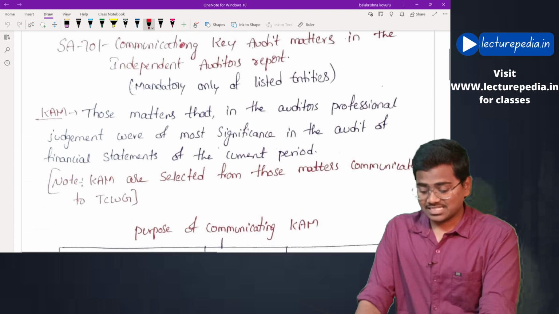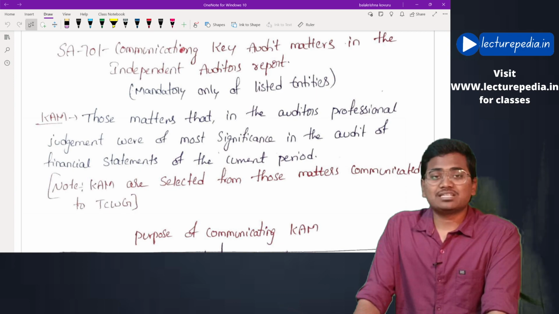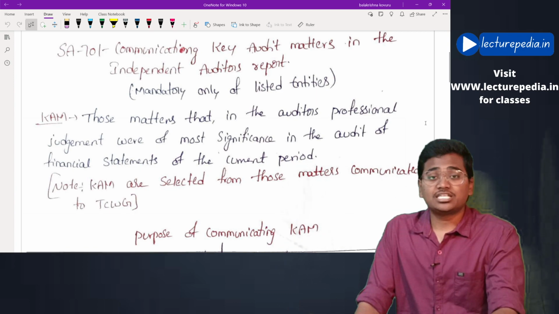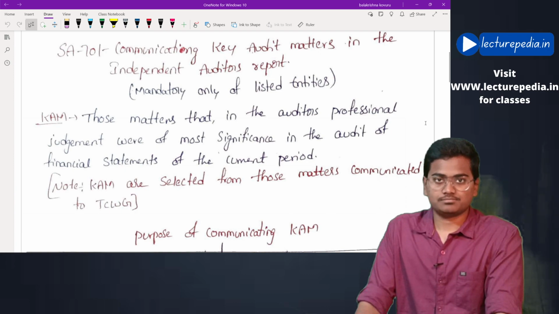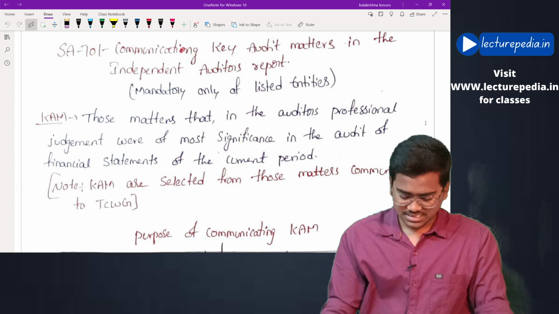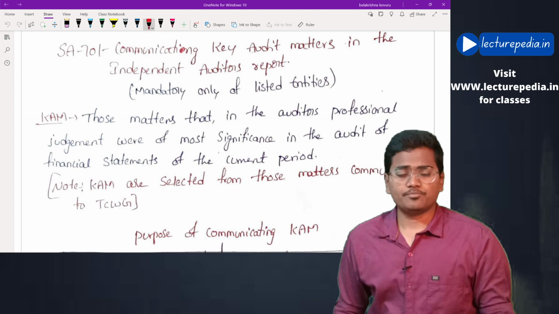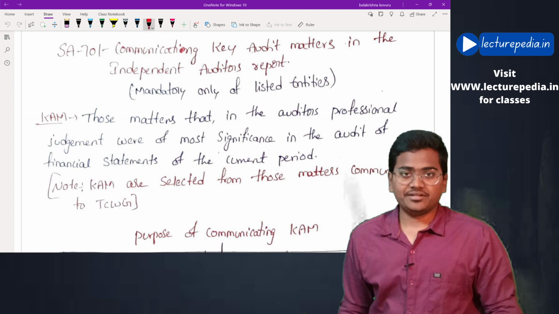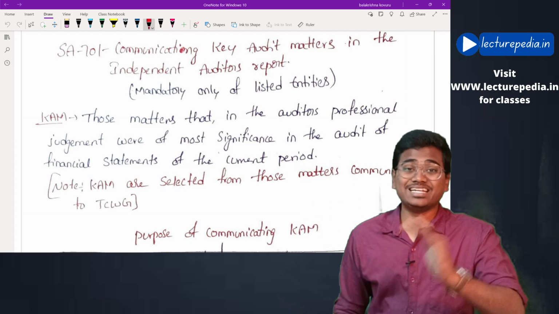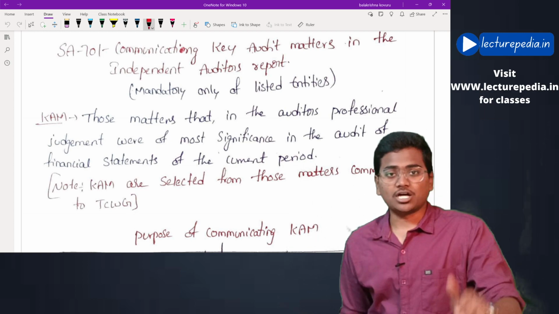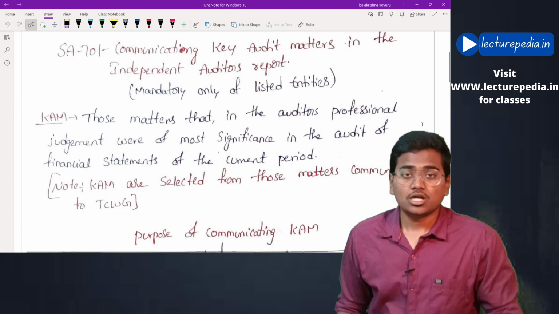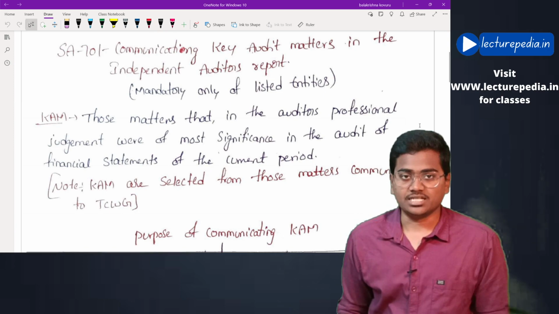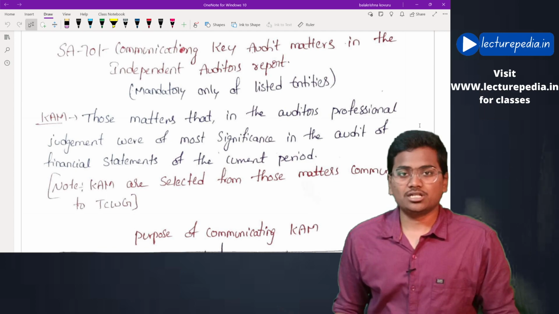Now in this class, we will be revising SA 701, communicating key audit matters. We'll just quickly revise this standard. First of all, this standard will be mandatory only for listed entities. For the audit of unlisted entities, the auditor need not communicate key audit matters. Hope this is clear. Now, what are these key audit matters?